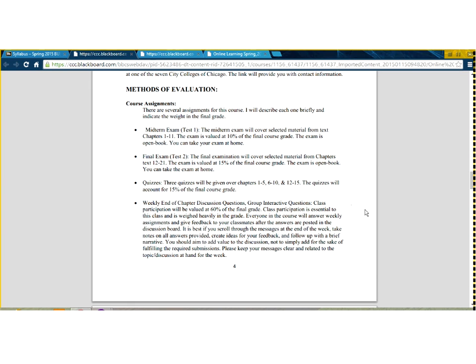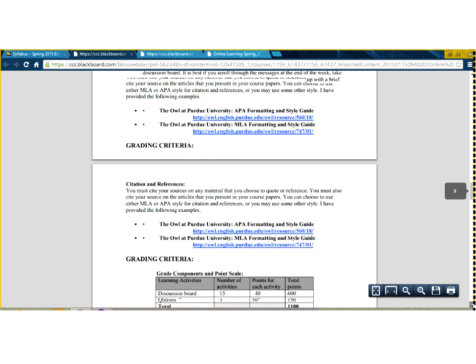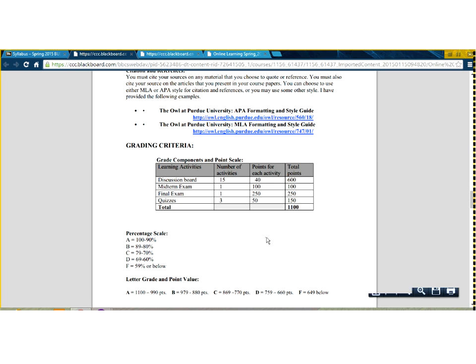The midterm exam will cover material from chapters 1 through 11. So really it's cumulative from where we started at chapter 1 up until chapter 11. It is 10% of the final course grade. Keep in mind a majority of the course points are coming from discussion. If we look at the grade point scale for this course, the vast majority of the points, actually 600 points, are coming from the discussion board. That's why I continue to emphasize posting early, posting on time, and making quality comments on your classmates' posts.